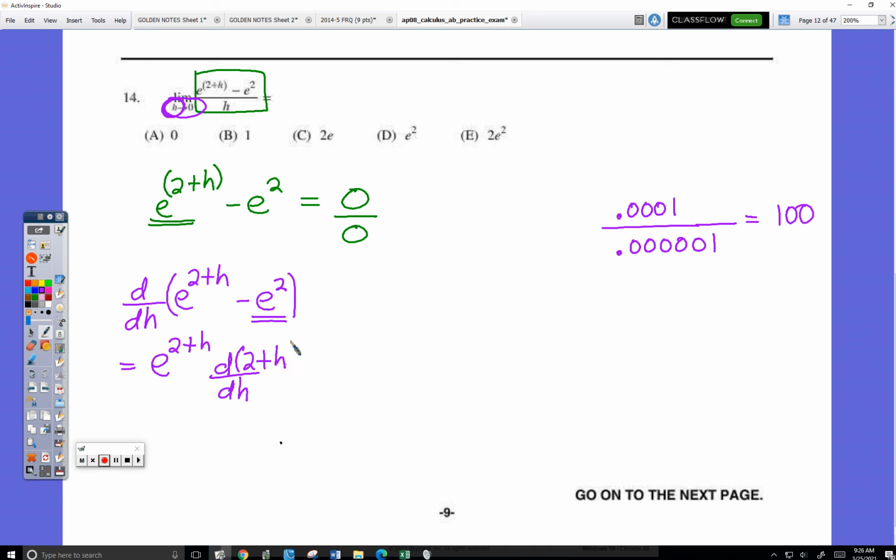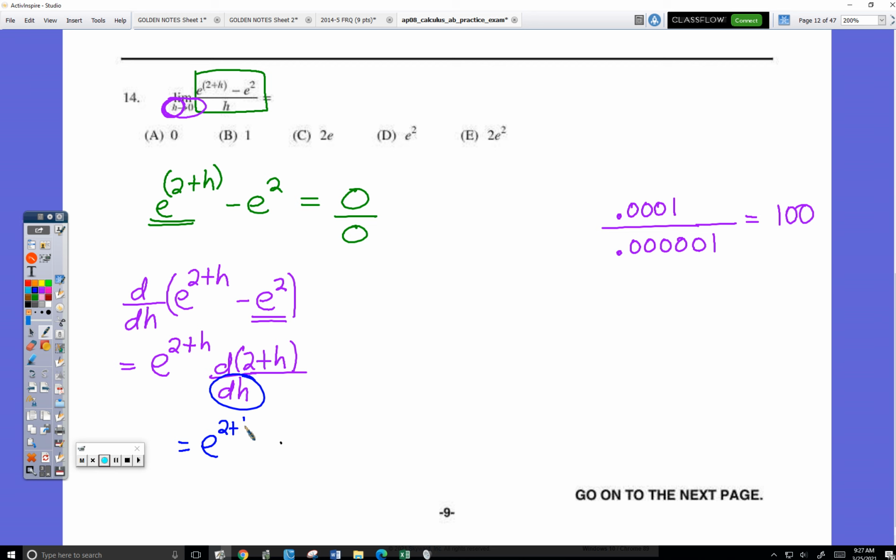Okay, look, here's a place where you've got to not get on autopilot. You have to be thinking. That's got to be dh, because h is our variable in this problem. Cool. So that's simply e to the 2 plus h.